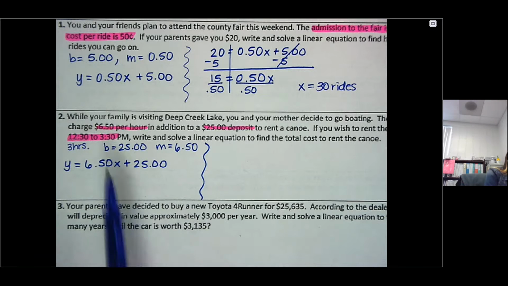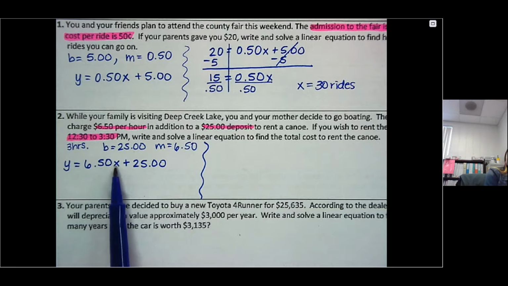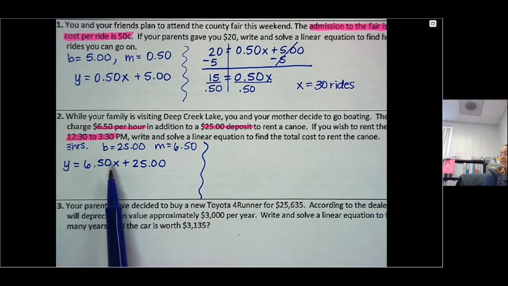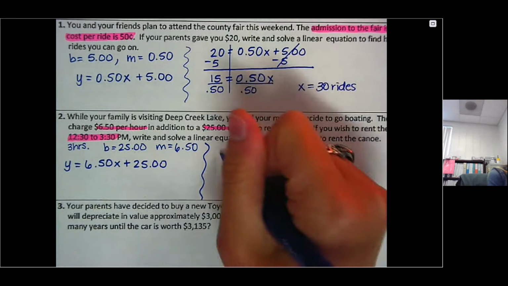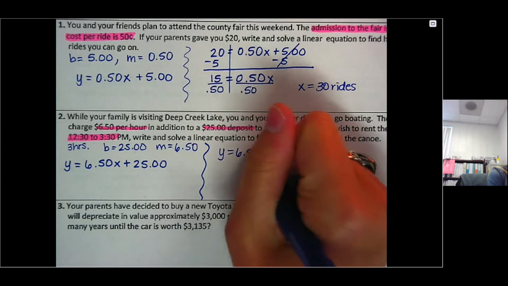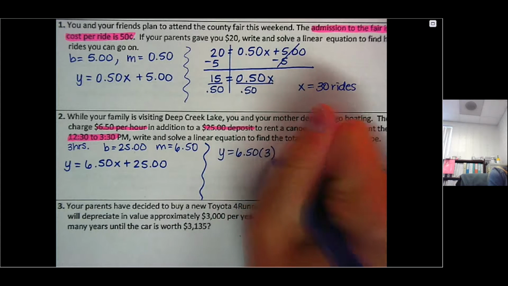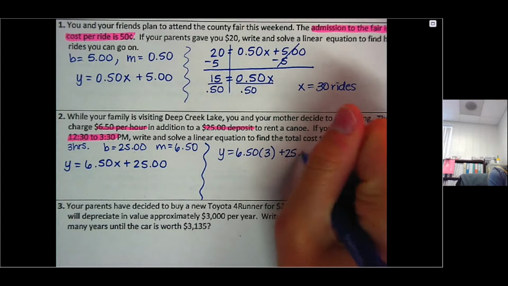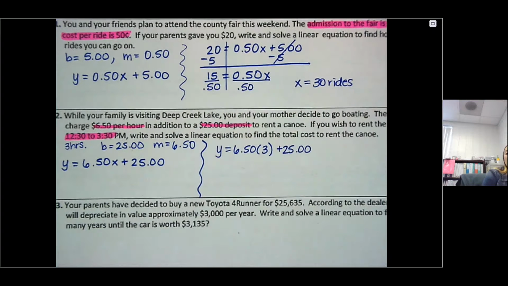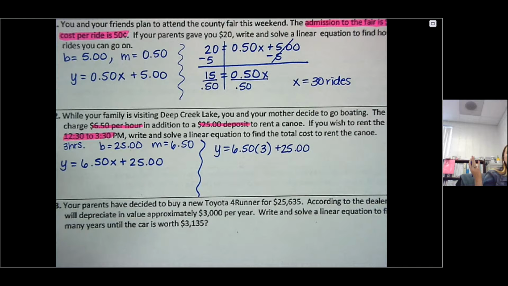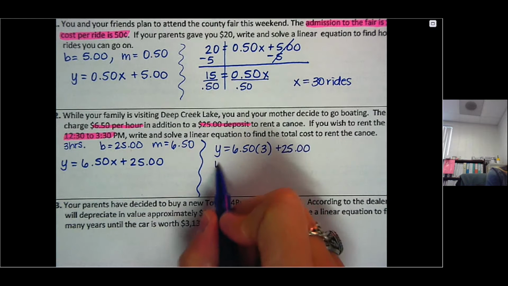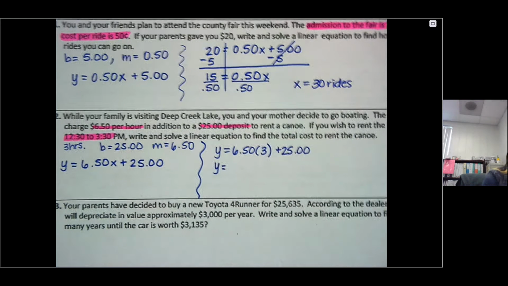Good. So this is saying $6.50 per hour. So the X has to be what you're going to plug in your 3 for. So I'm plugging in my 3 for my X, and then I'm just going to go straight across and solve it like a regular algebra problem. So what is 650 times 3?